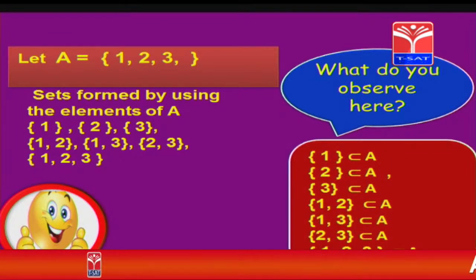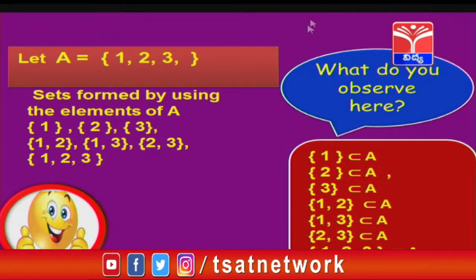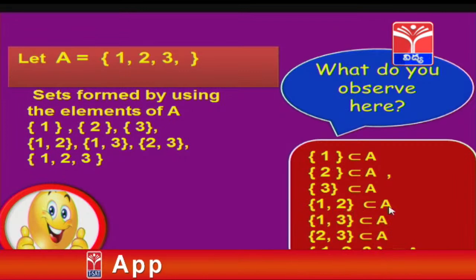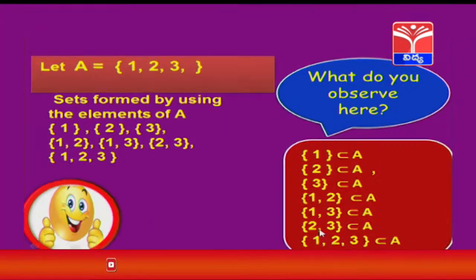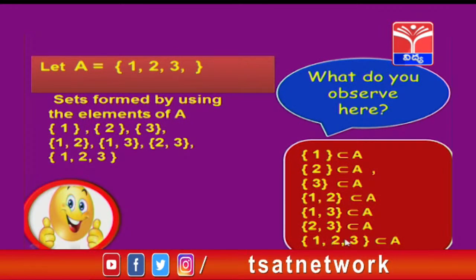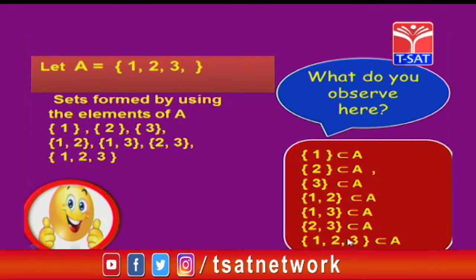You observe here: set of 1 is a subset of A, set of 2 is a subset of A, set of 3 is a subset of A. Similarly, set of 1, 2 is a subset of A, set of 1, 3 is a subset of A, set of 2, 3 is a subset of A, and set of 1, 2, 3 is a subset of A.